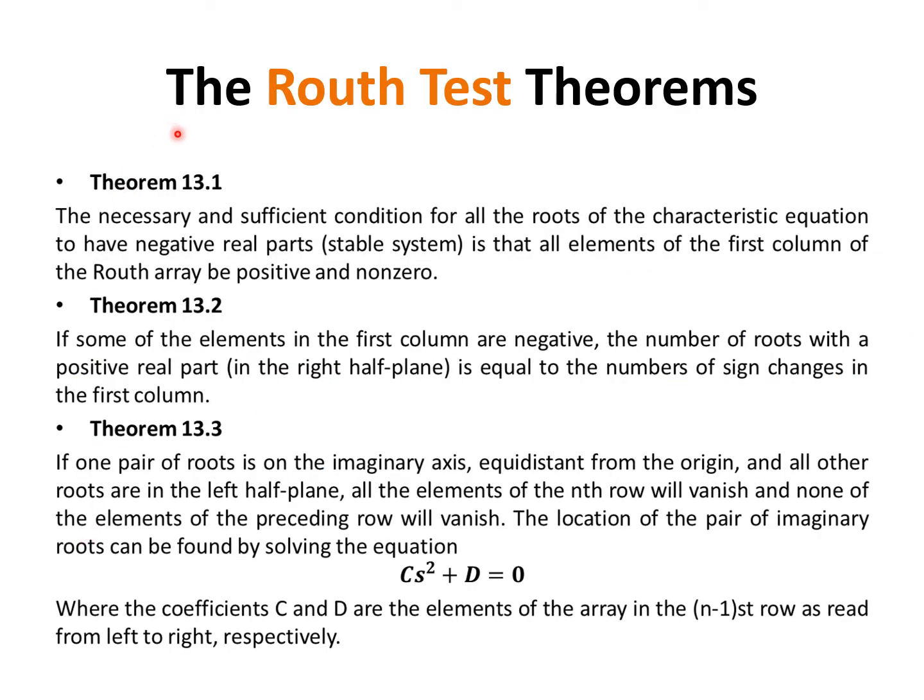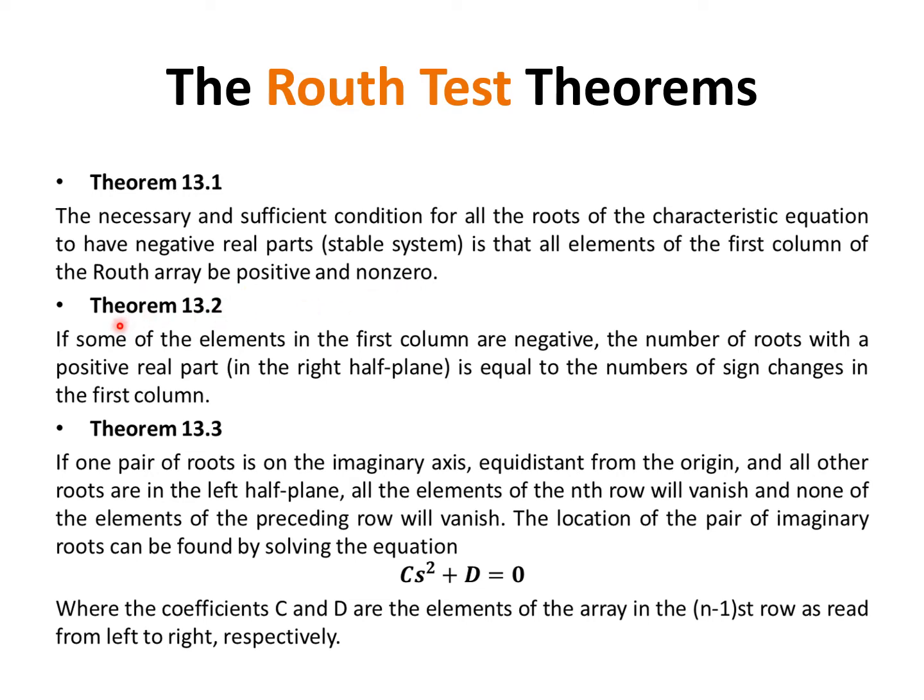Okay, the Routh test theorems are given here, as you can see. The first two theorems are the important ones that we need to apply in this case. The first theorem says the necessary and sufficient condition for all the roots of the characteristic equation to have negative real parts, to be stable, is that all elements of the first column of the Routh array be positive and non-zero. That is the first condition for stability.